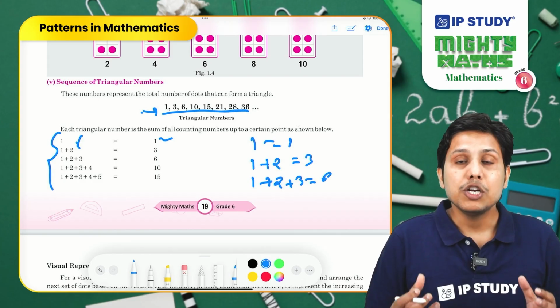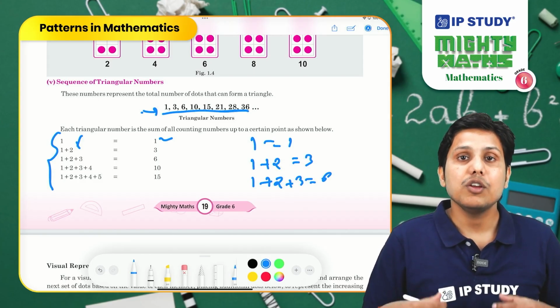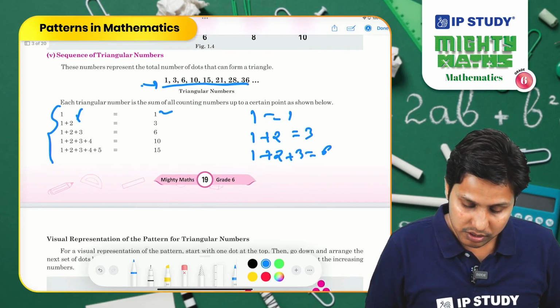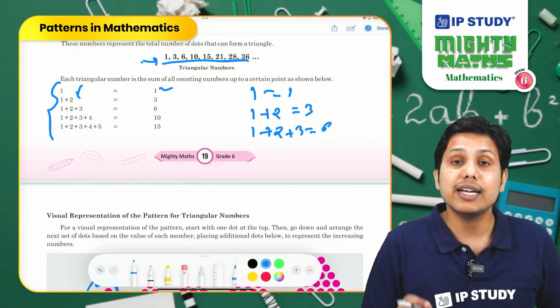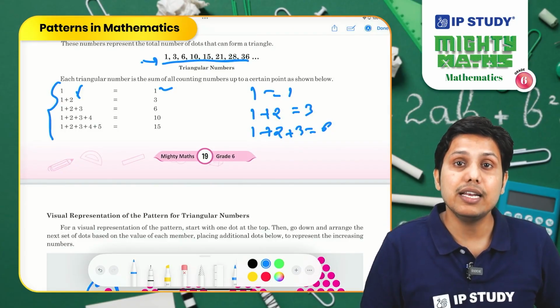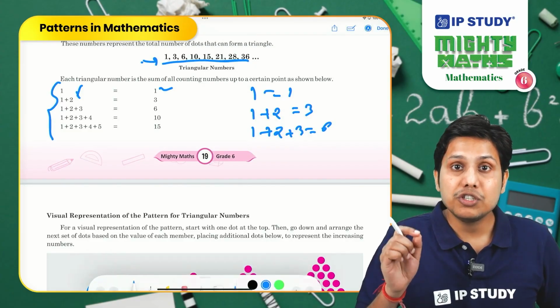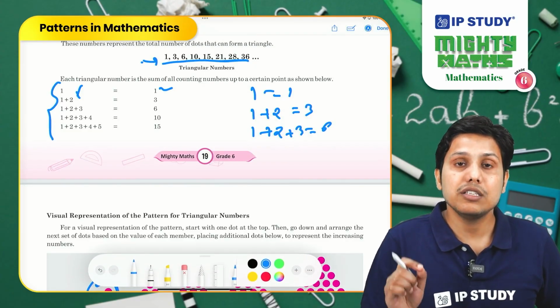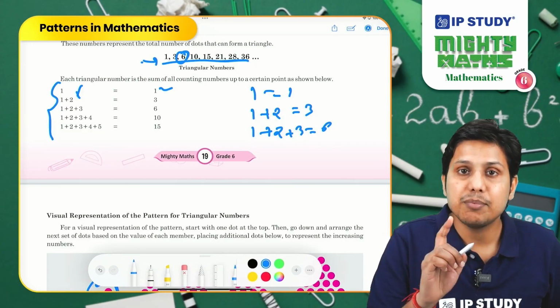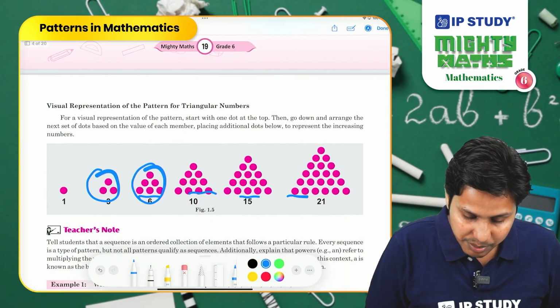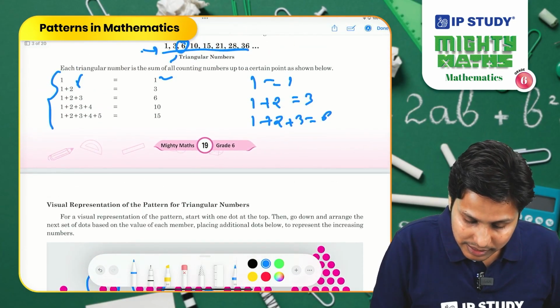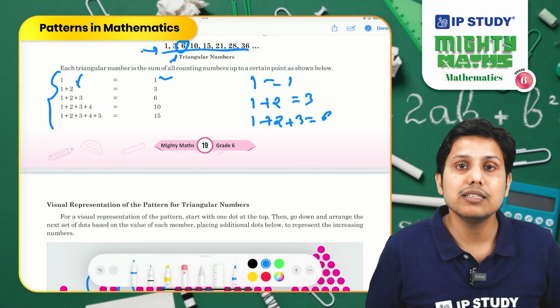So it means if we add counting numbers, we get the triangular numbers, and they are called triangular numbers because each member can be represented in the form of an equilateral triangle, where the number of dots used to represent the equilateral triangle is equal to the member it is representing. Clear? Here we can see 6 dots are used to represent the third member, which is 6 in this number sequence.